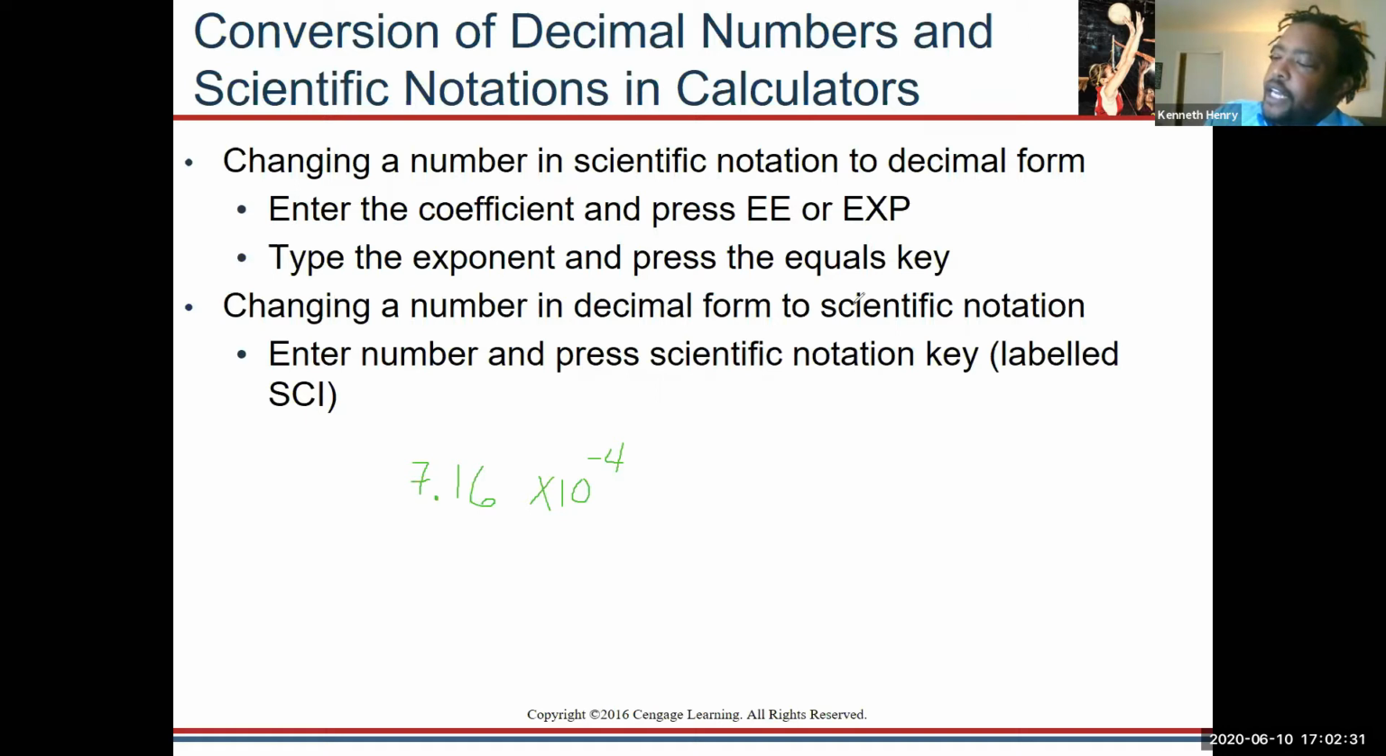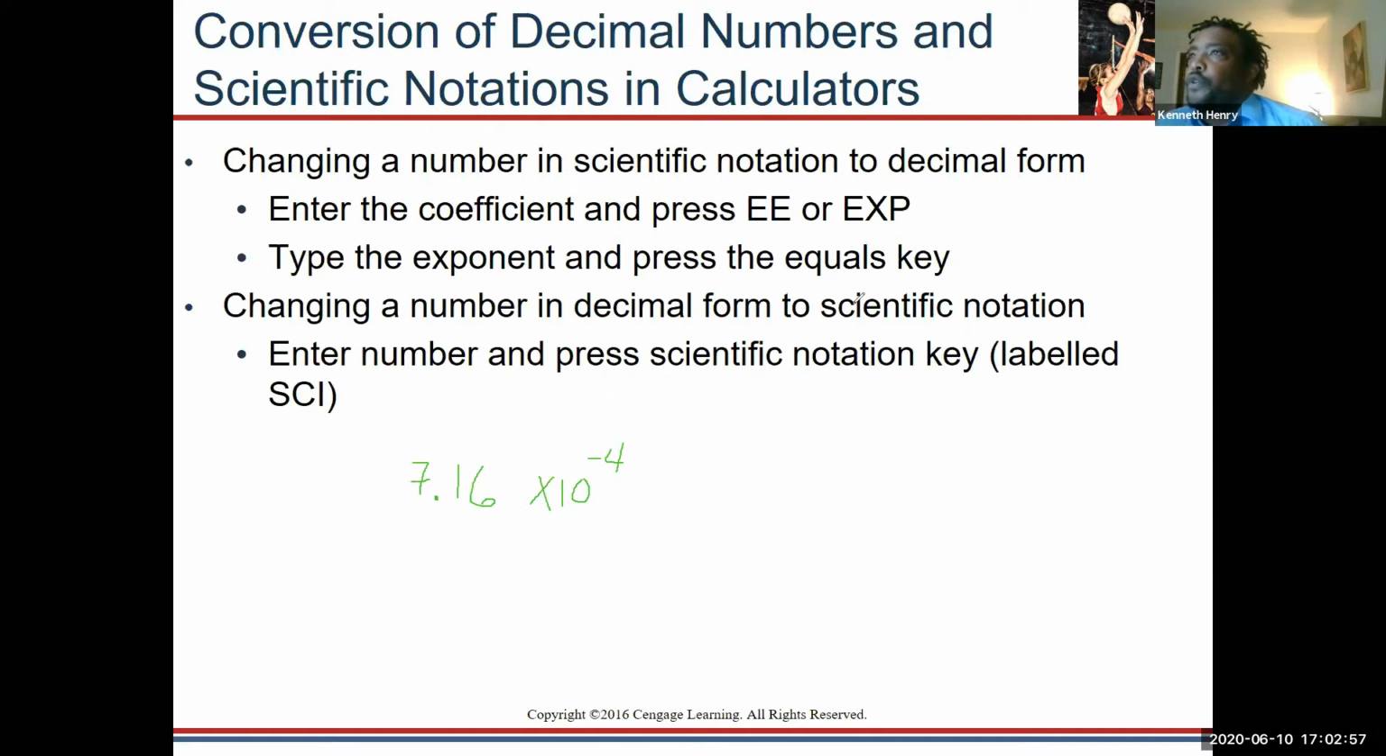you're going to type in 7.16, and then you're going to press the EE button. Okay. And then where it says plus or minus, you're going to put minus and then the number. And then you're going to hit equal, and it's going to give you a number. Okay? No. You said no? Yeah, I didn't get you.